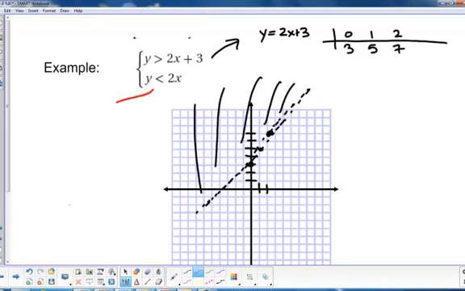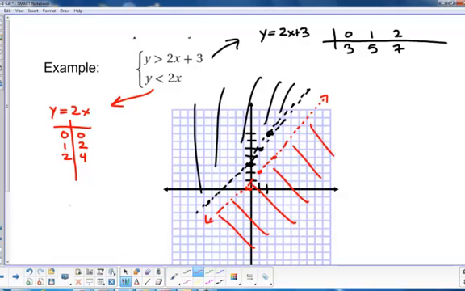All right, my next one is y is less than 2x. So I'm thinking about y equals 2x. 0 gives 0, 1 gives 2, 2 gives 4. So do you see how these are perfectly parallel, no intersection point at all? And then this says y is less than, so I'm shading below. Now there is nowhere that these are double shaded. So this actually has no solution. There's no ordered pair that satisfies both of those inequalities because they're shaded in the opposite direction.